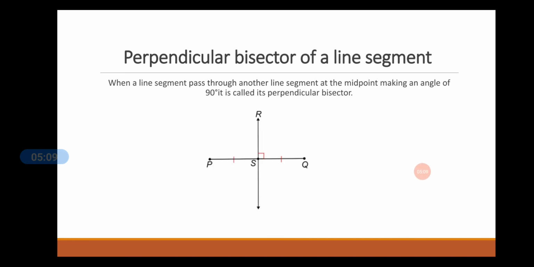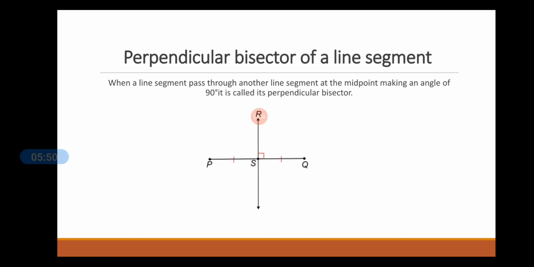A perpendicular bisector of a line segment. When a line segment passes through another line segment at the midpoint, making an angle of 90 degrees, it is called its perpendicular bisector. Now let us study this figure very carefully. Here you see PQ is a horizontal line segment, and this R is also a vertical line segment. Now R is falling on PQ at a point S. This point S is the midpoint of the line segment PQ.